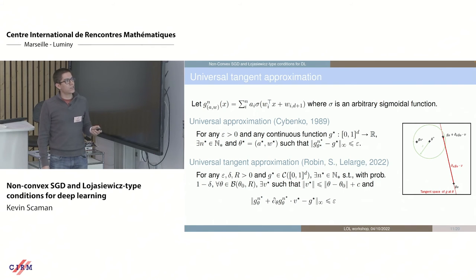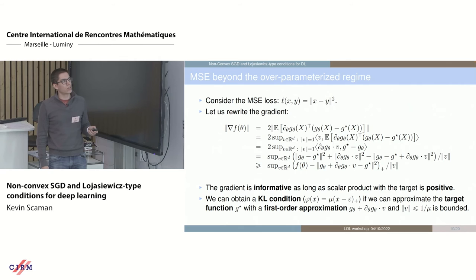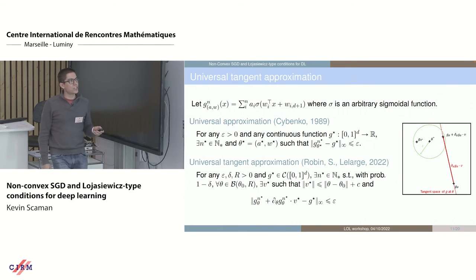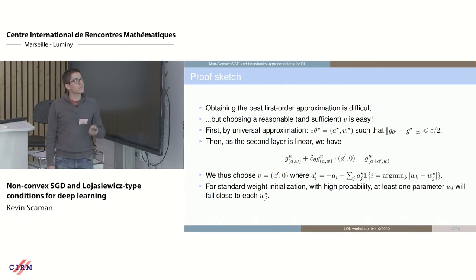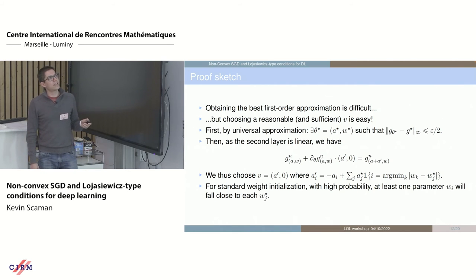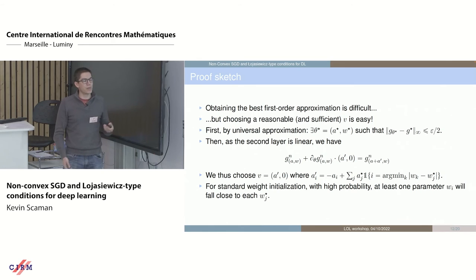Okay. Now there is an additional assumption here. Basically, as I was mentioning before, the norm of the vector is going to play a role in the convergence rate, so I need to ensure that this remains small. And what we are able to do is to bound the norm of this vector by the norm of the distance to initialization plus a constant that depends only on epsilon, delta and g star. Okay. So how do we do this? Just very quickly, we're just going to select a reasonable v, and show that for this v you can actually approximate well the target function.